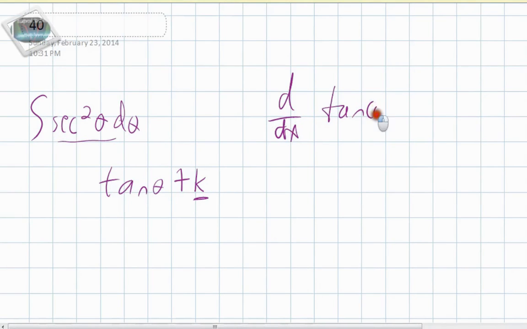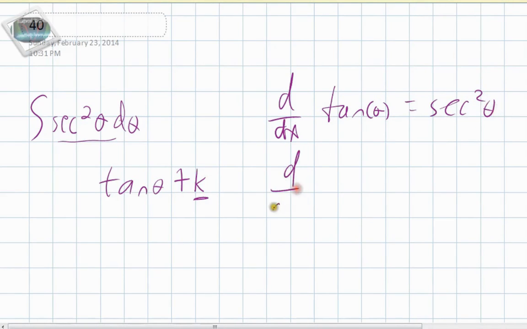So when we say integrate secant squared of theta, we want to think, what do you take the derivative of to get secant squared? That would be tangent. So the tangent of theta would give us secant squared if we took the derivative of it. And then we have to say plus some constant k. The reason we do this is because when you take the derivative of tangent theta, you get secant squared.